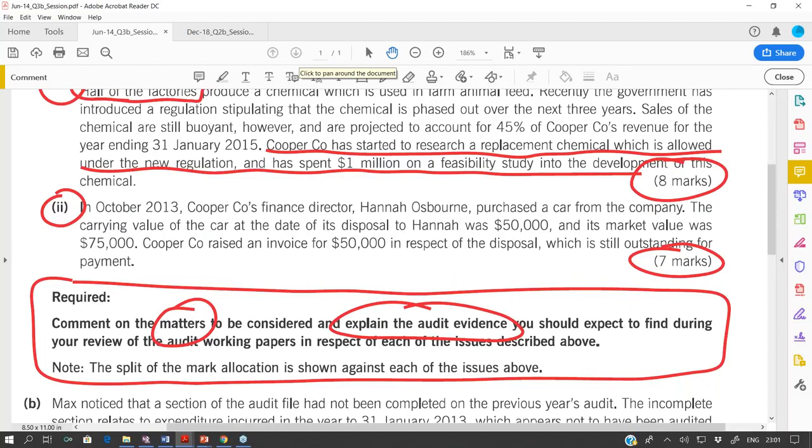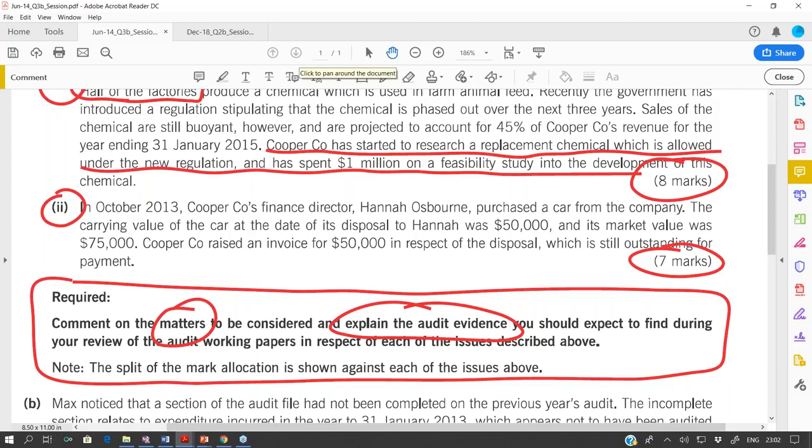In October 2013, Cooper Company's finance director, Henna, purchased a car from the company. The carrying value of the car was 50,000. Now, the moment we see the finance director, it means this is a related party transaction. The examiner deliberately declined the value to just $50,000, so the student gets confused in the exam hall that we need to determine the materiality by amount. This is not a materiality by amount. This is a materiality by nature.